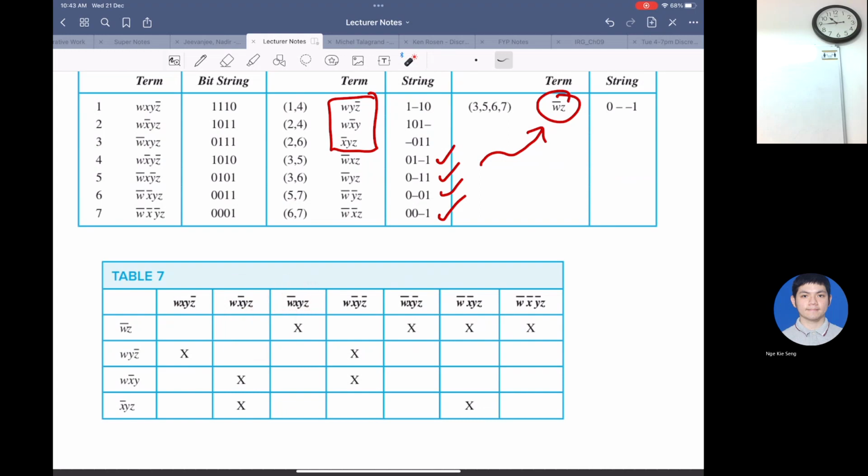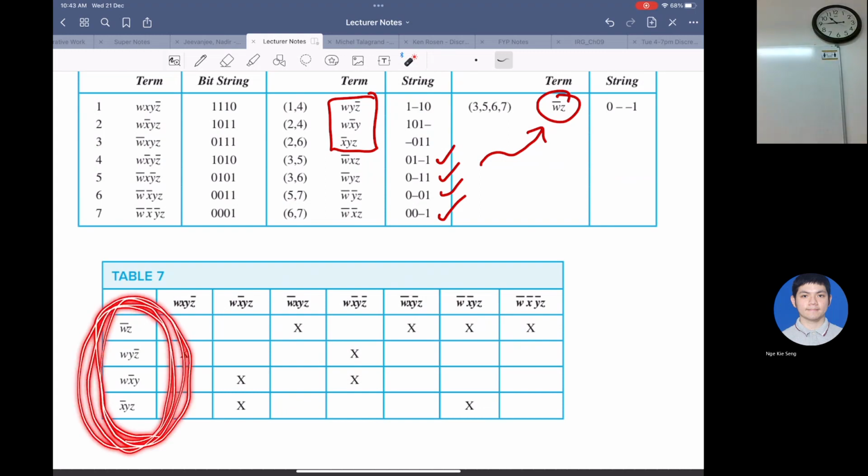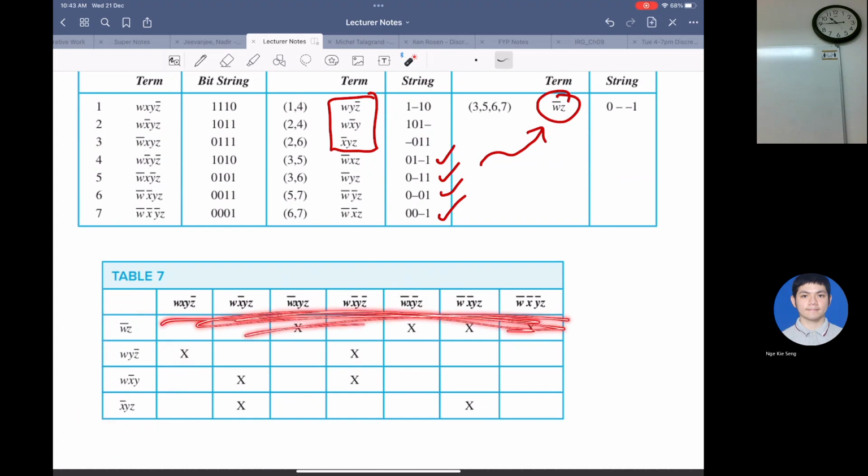Here also w bar and z. Here contains w y z bar. Okay, and then these 3 don't contain. Then you need to find the smallest set of simplified minterms here to cover all the minterms here. For example, if you pick this one here, you are left uncovered for these 3 terms. So you just need to find enough terms to cover these 3 terms here.